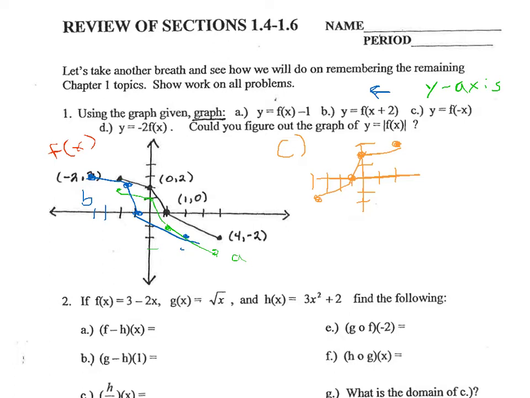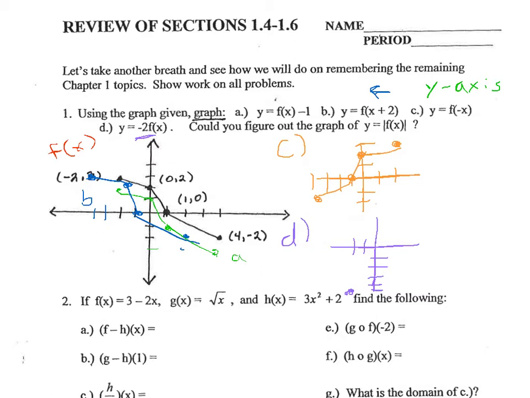For D, we have y equals negative 2 times f of x. Since the negative 2 is on the outside, it's going to be a vertical stretch, and it's also going to be a reflection over the x-axis. Basically, if we just take all of our y values of our original points and multiply them by a negative 2, we'll have our graph. So if I used to have a point at negative 2, comma 3, it's going to be at negative 2, comma negative 6. Way down there.